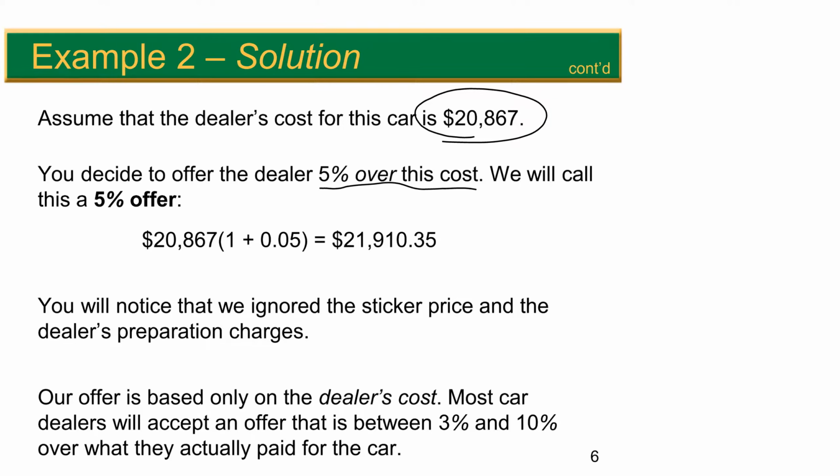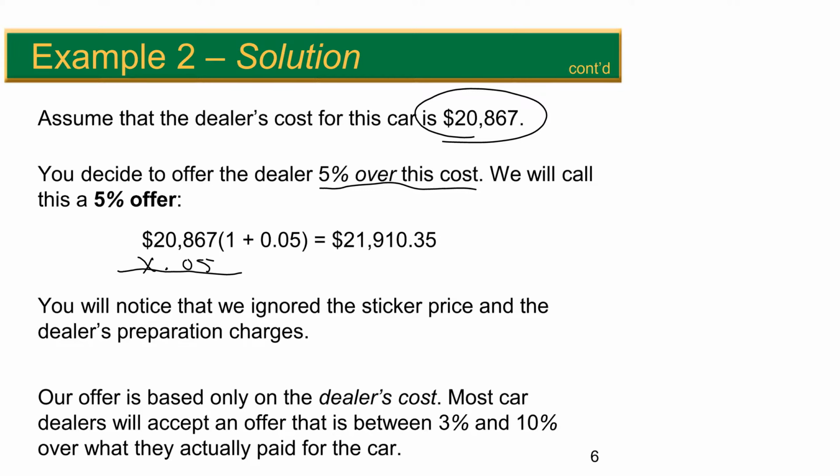And remember, this is just a scenario that we're talking about. We're talking about the way things actually work in the real world. So there's two ways you could do this. You could multiply the 20,867 by 0.05, get that answer and add it back to the 20,867.